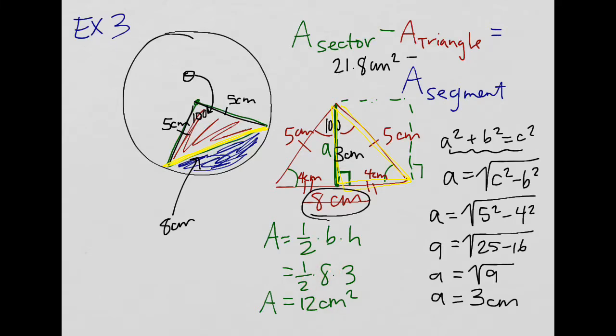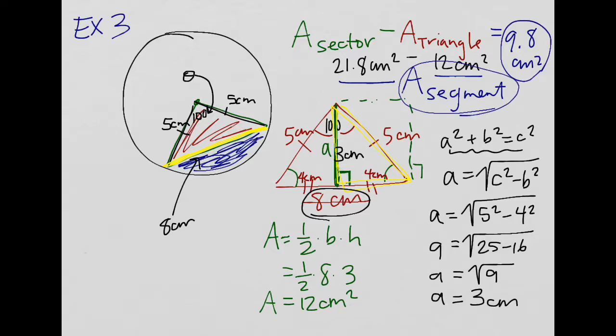Okay, now I found this to be 12 centimeters squared. I am finally ready to find my segment. I need to take 21, let's turn to blue here, 21.8 and subtract 12, which gives me 9.8 centimeters squared. And that, folks, is the area of your segment, this blue section in here.